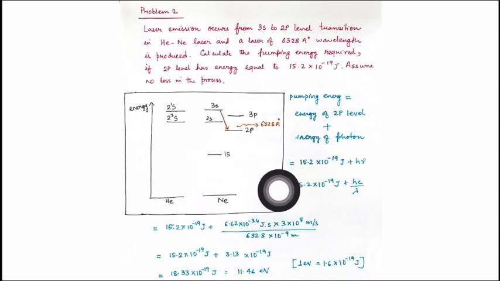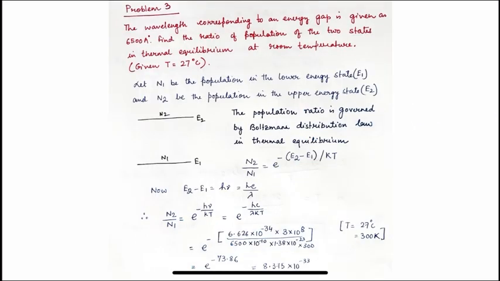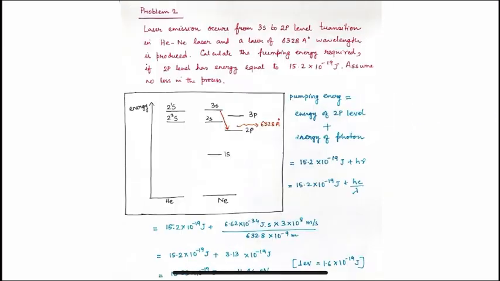Now you see here, from the ground state to the 2p level, the energy is already given in the question. It is 15.2 into 10 to the power minus 19 joule. So the total pumping energy will be the energy from the ground state to the 2p level and from the 2p to the 3s level.